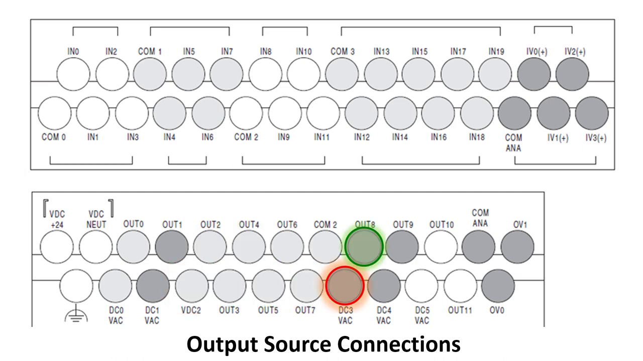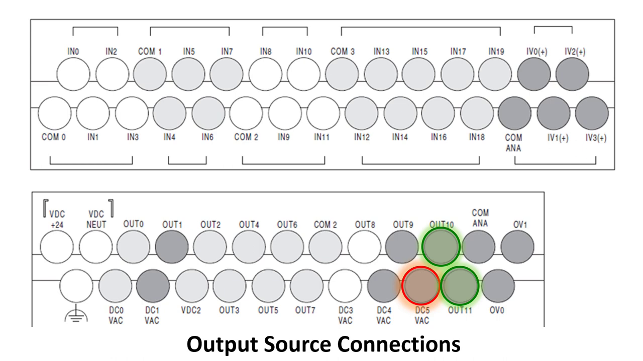DC 3 is the common for output 8, DC 4 is the common for output 9, and then DC 5 for outputs 10, 11. Now I say DC 3, 4, and 5. Notice it says VAC below those. So you have three groups here, isolated, that can be DC or AC, which gives you five groups. DC 0 and output 0, DC 1, output 1, that's two groups, if you want to call it a group.